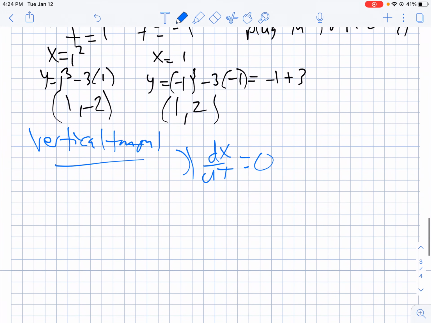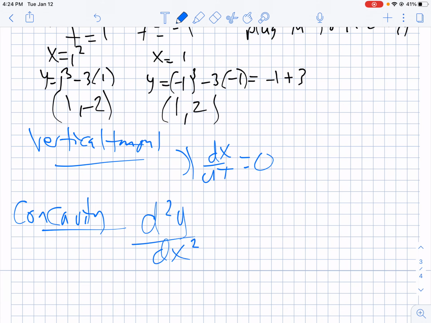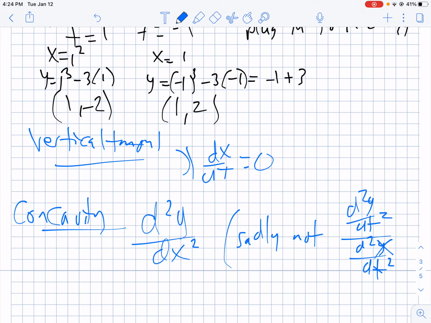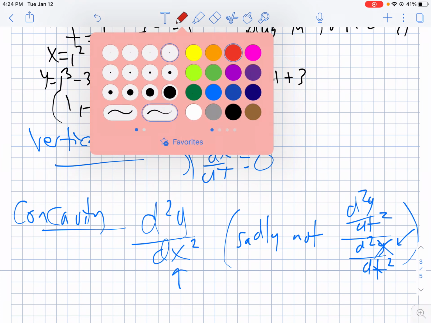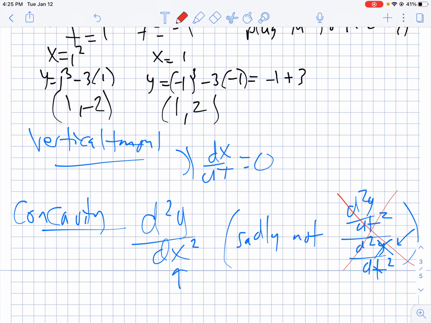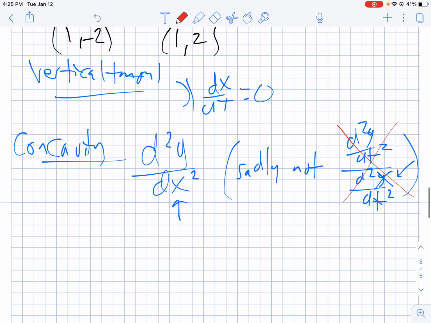Okay, one last derivative that I wanted to share with you in this video, concavity. Concavity, the second derivative of y with respect to x. Now, you can kind of see from the notation that this is sadly not just taking the second derivative of y divided by the second derivative of x. You can see in this case that doesn't work because of the dx squared, not a d squared x. So this approach isn't going to work. So what we need is another approach, and this is going to seem a little weird because it's actually asymmetrical.